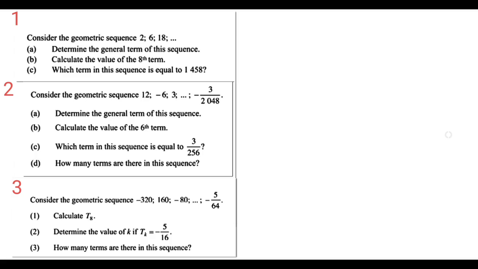From here, I'm going to show you a geometric sequence question. You can say geometric sequence, geometric progression, or geometric pattern. A geometric sequence is a sequence where the ratio between consecutive terms remains constant.